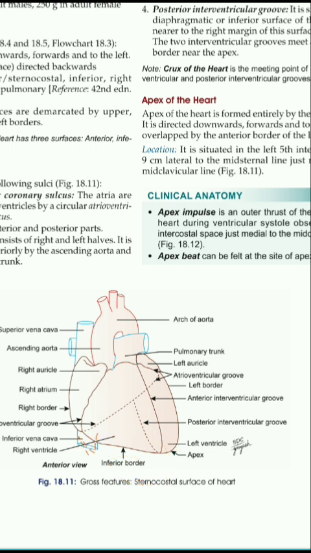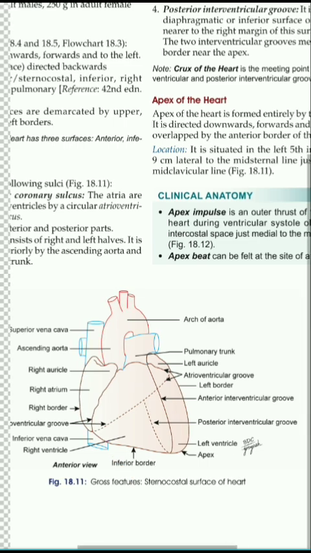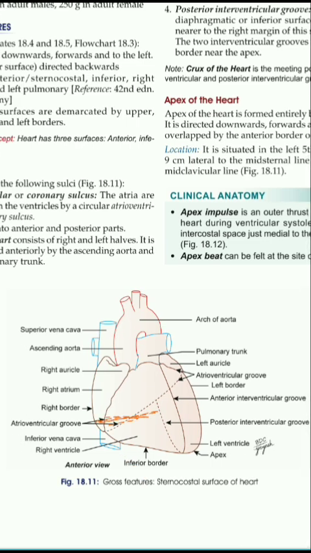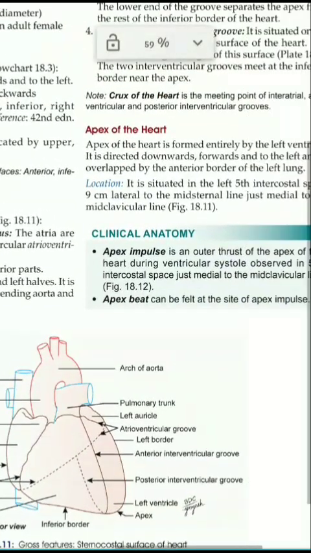That is our inferior vena cava, through which the blood of our lower limb and lower part of the body comes, and that is the atrioventricular groove. That is our right border, and that is the right atrium. We can see a small elevation there, called the right auricle. That is our ascending aorta, and that is our superior vena cava.